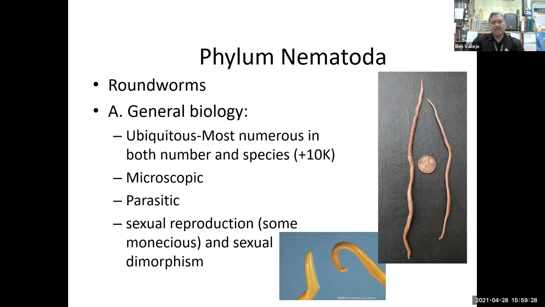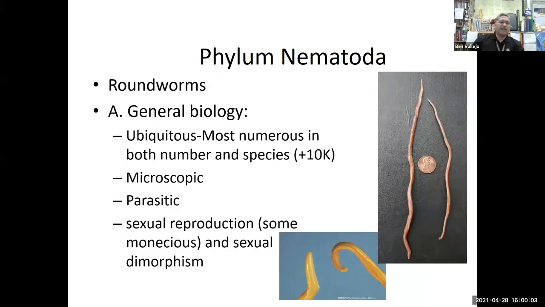Nematodes are important also because they show sexual dimorphism. Sexual dimorphism means you can tell the difference between the male and the female. The larger one on the left of the penny is the female, the smaller one is the male. And you can see another way to tell the difference is the hook there, and then the lack of hook in the male, the hook in the female right there. These are sexually dimorphic worms, so you can tell the difference between a male and a female.